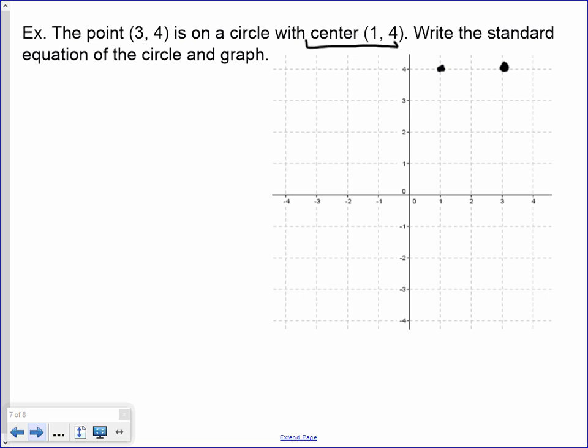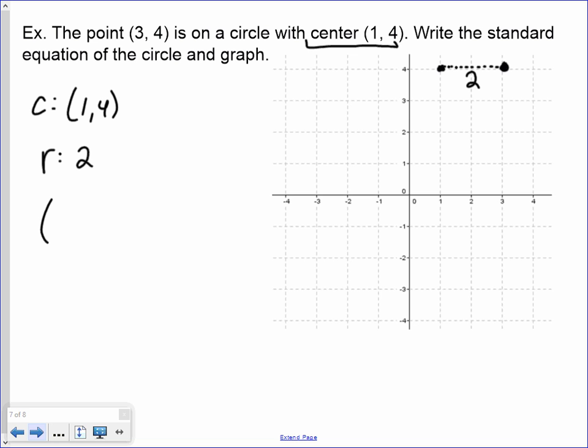Okay, and they want you to write the equation and then graph the circle. Can't write the equation unless you have the radius. So your center is at 1,4 and then your radius. Well, again, by definition, your radius is the distance from the center to a point on the circle. Here you don't actually have to do the distance formula because it's just a horizontal line. So what's that distance there? 2. That'll be your radius.